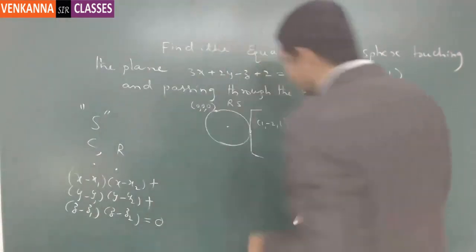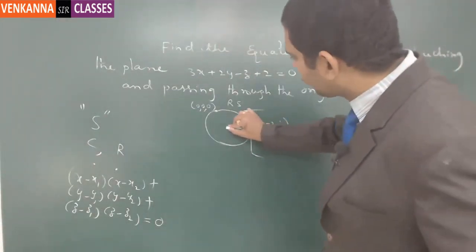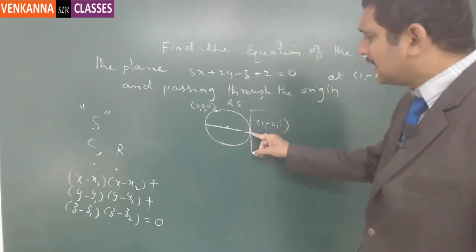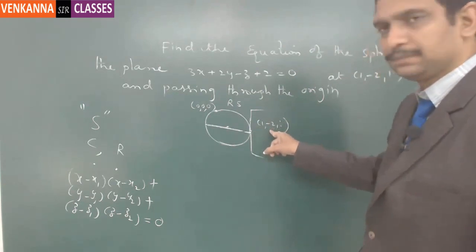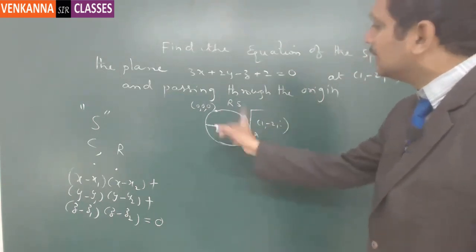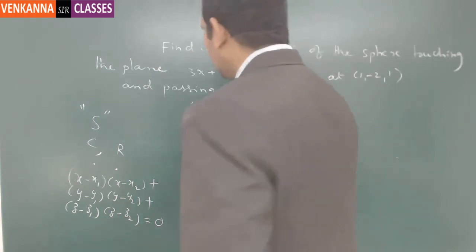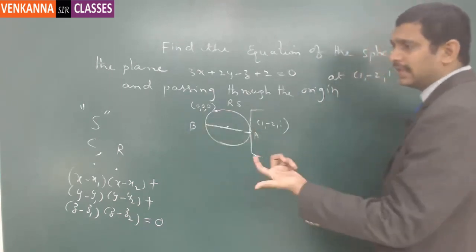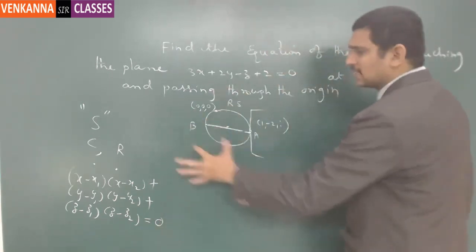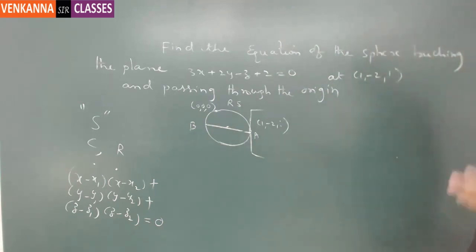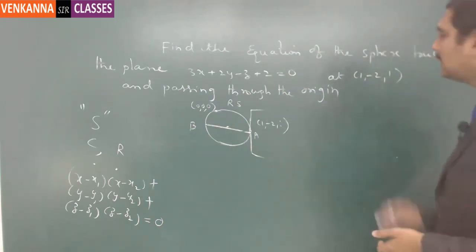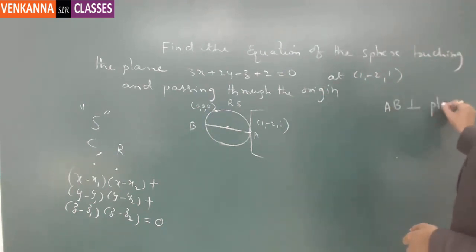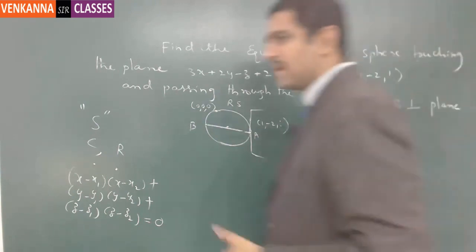So here, let us take that this is the diameter of the required sphere. One end is our given point, say this is A. The other end is the point B. We should know what is B actually here. Then using this formula, you can find the sphere equation. I will choose B in such a way that the diameter AB is perpendicular to the given plane. In such a way, I will choose the diameter.